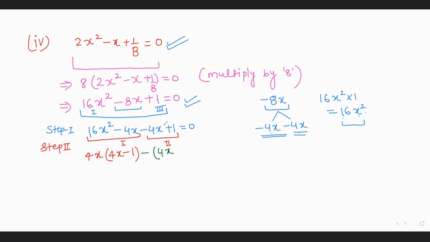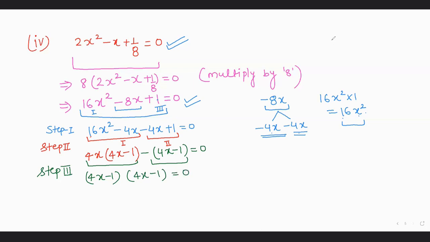So inside, whatever the sign, as you can see here it is plus, so it will change to minus 1 equal to 0. Now in step 3, again we have to take common, but common in between these two terms. So you can see we can take the common 4x minus 1. And what is the left one? Left one is 4x minus 1 equal to 0.